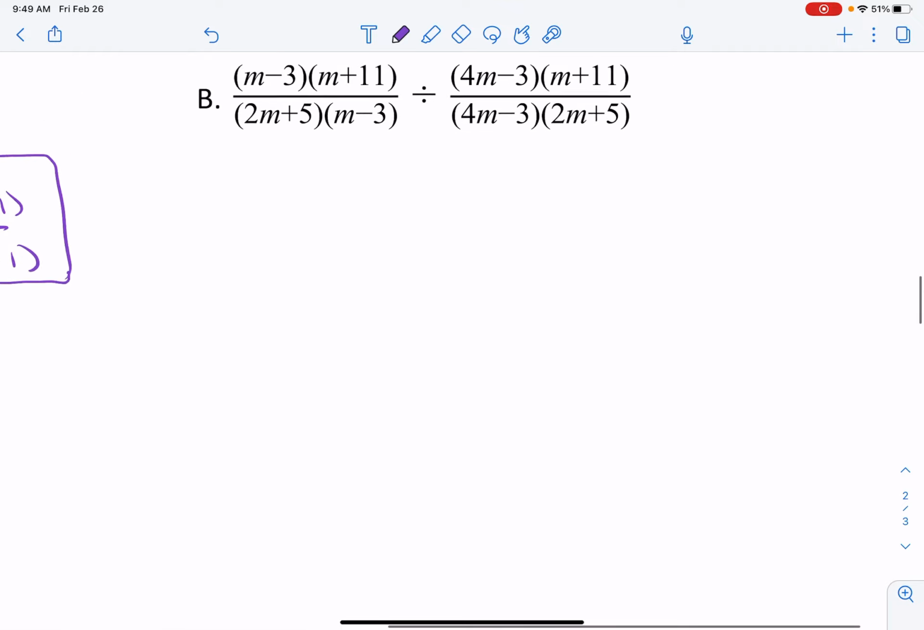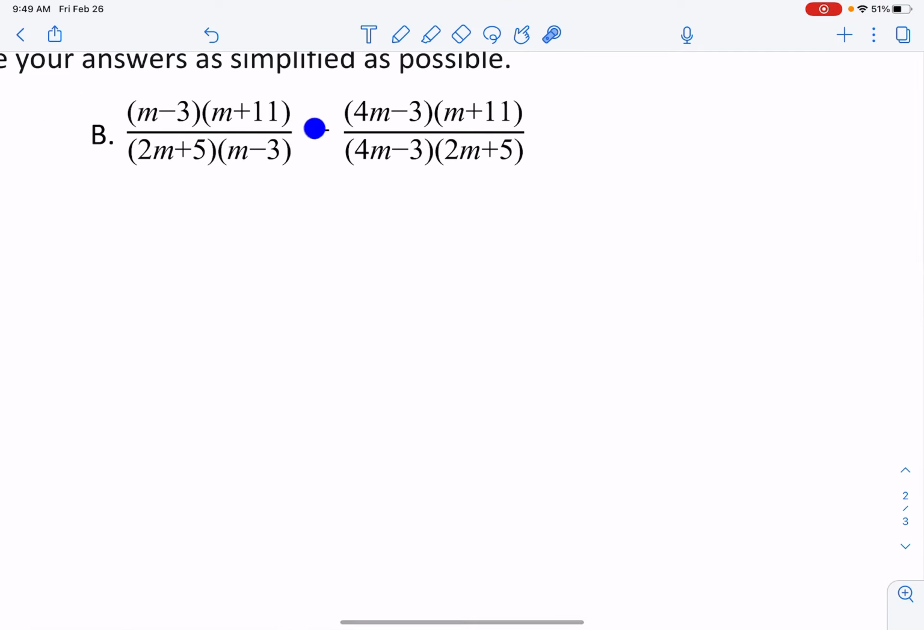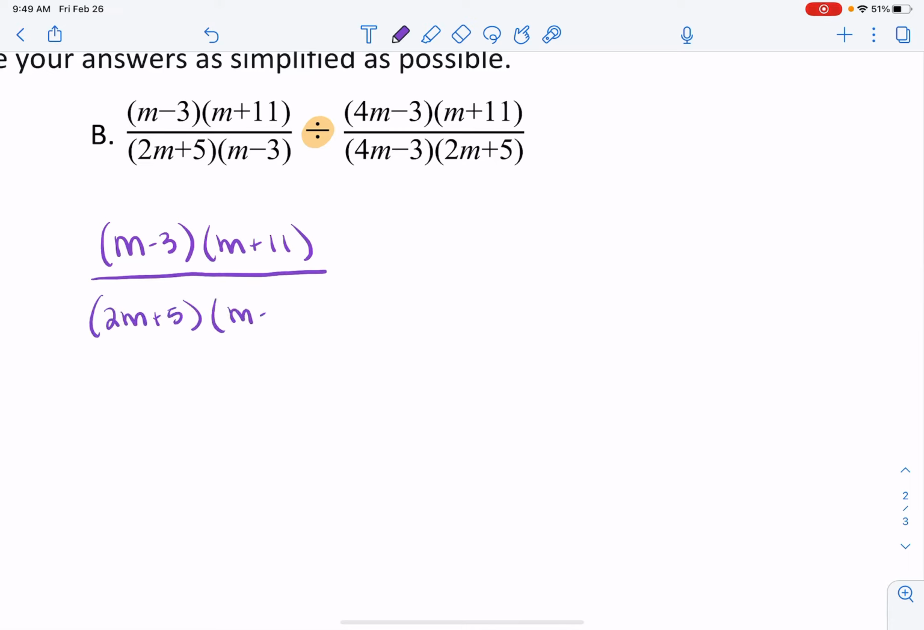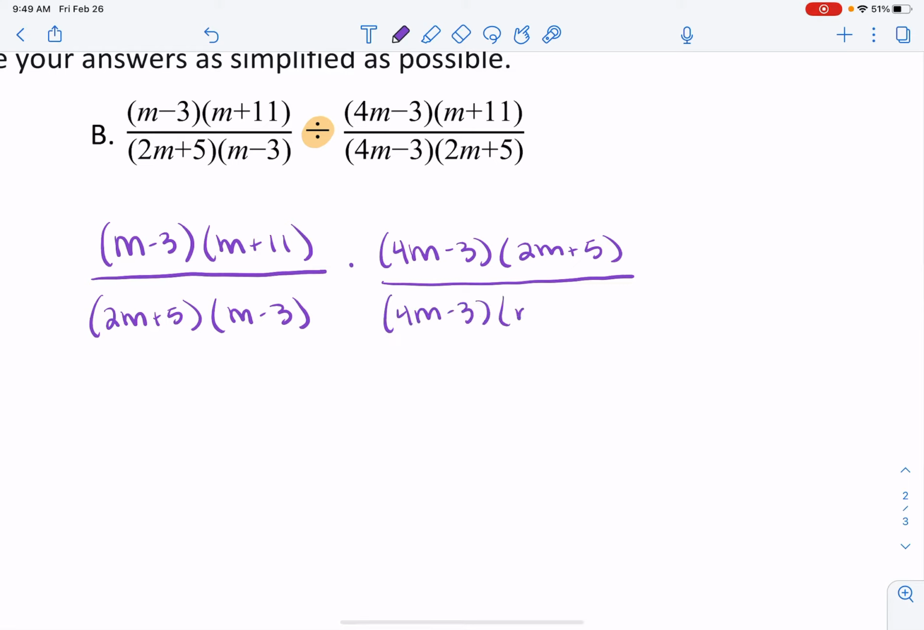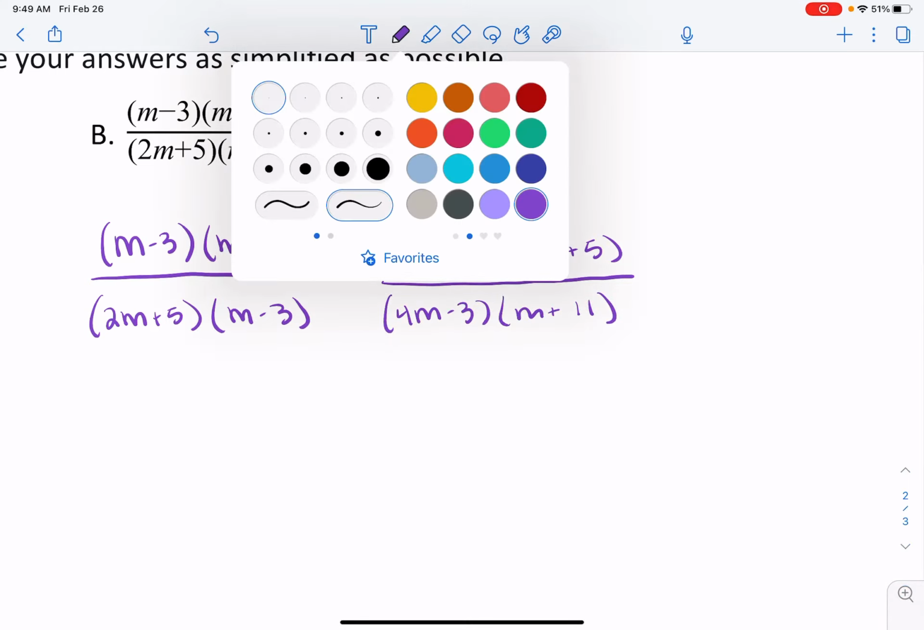For B, I do see this division sign, right? So when we've got division, we then need to change it to multiplication and flip and make this the reciprocal. So this is m minus 3 times m plus 11 all over 2m plus 5 times m minus 3 times, so we've got 4m minus 3 times 2m plus 1, or 5 all over 4m minus 3 over m plus 11. And let's start doing some canceling.